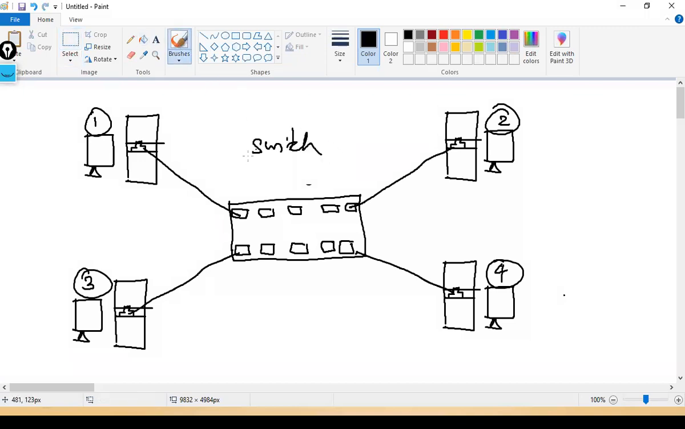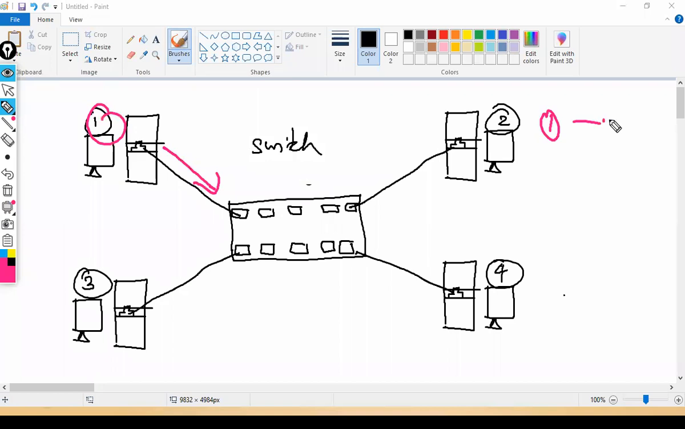This is a switch. Suppose the first machine is sending something to the fourth machine. It will send it to the switch. And if the switch needs to broadcast, it will send it to the second machine, the third machine, and the fourth machine also. But it will not send it back to the source interface, to the first machine.